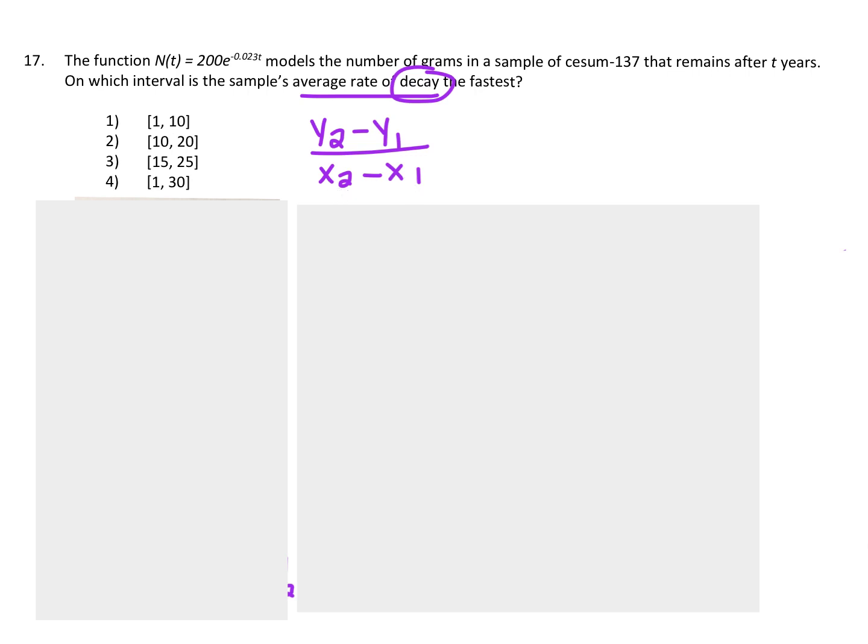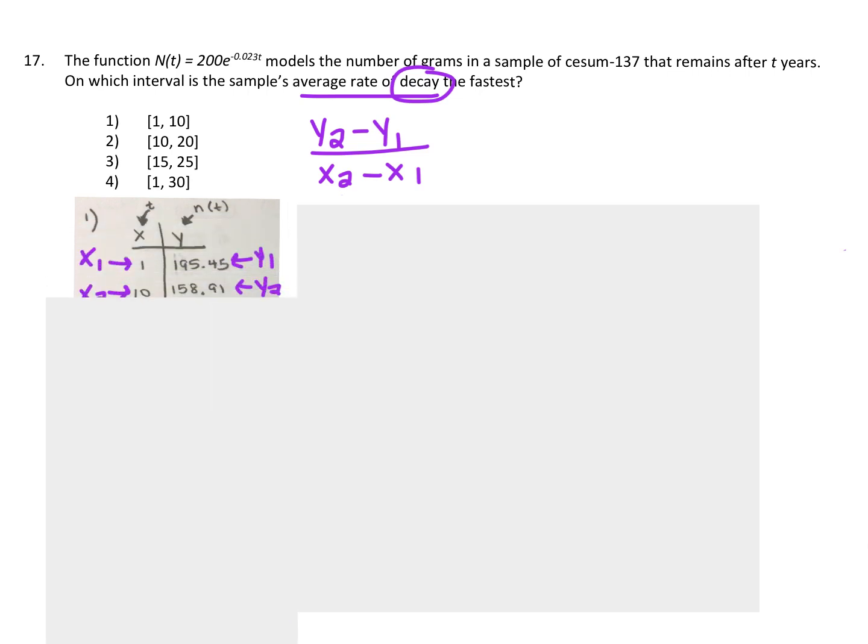So basically, we need to scroll down the table. I'm going to start with choice 1 until we see an x value of 1 and an x value of 10, and look at what y values correspond with them. Okay, so I'm just going to kind of slide this down. I took a picture of my work. I kind of cheated a little. So when I look at my table of values, for choice 1, I'm only concerned with the x values of 1 and 10. So now these are the two y values that correspond with them.